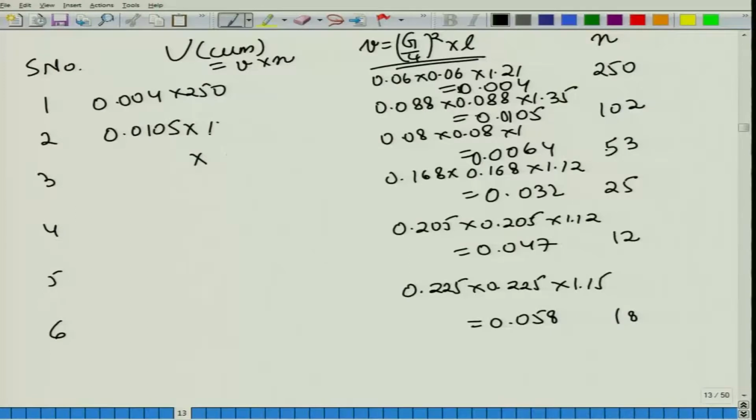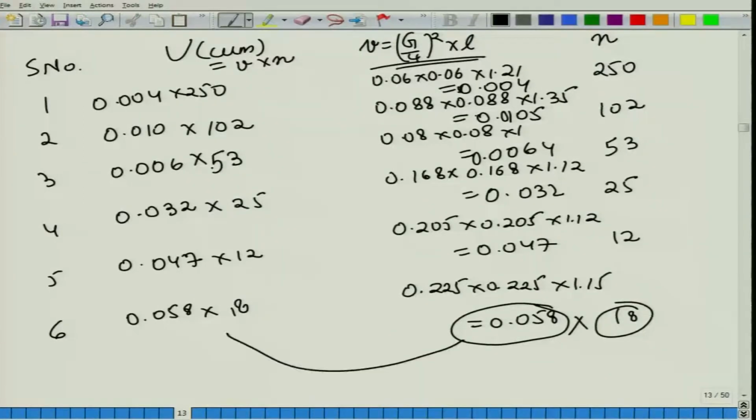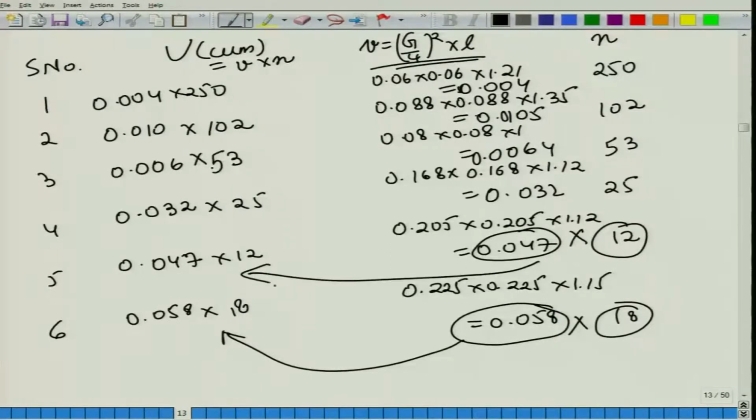Here we will have 0.0105 into 102, then we have 0.006. Let us take it to just 3 decimal places, into 53. Then we have 0.032 into 25, 0.047 into 12, 0.058 into 18. So, what we are doing is we are taking this value for v, this value for n, and we are multiplying both of these to get this value. Here also, this value and this value multiply to get this value. So, let us now do these calculations.